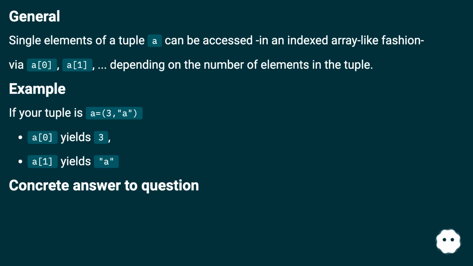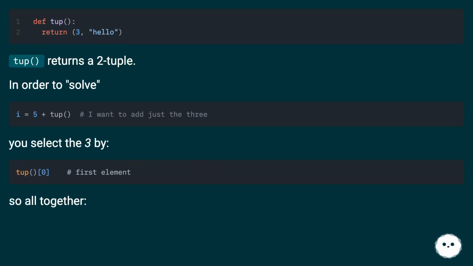Concrete answer to question. tup() returns a 2-tuple. In order to solve, you select the 3 by index. So altogether.